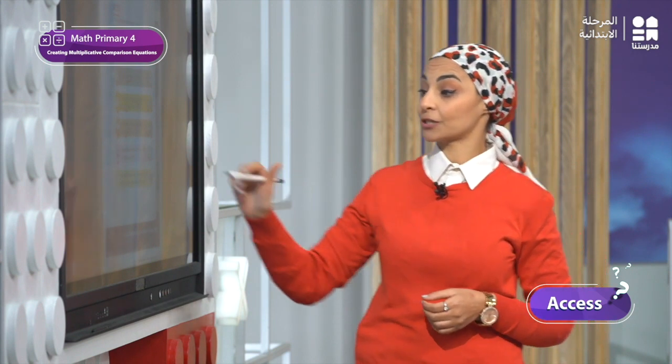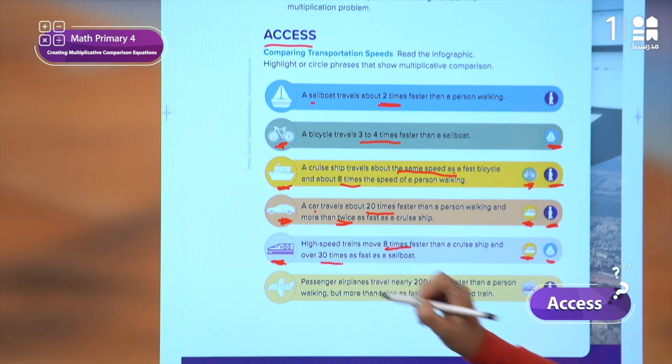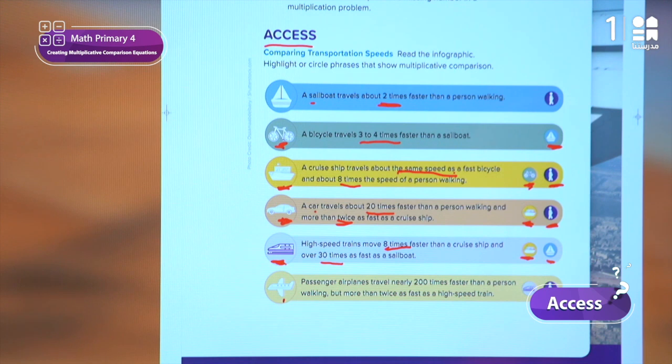So, which phrase should I circle? What should I circle? Yes, I will circle 8 times. And what else? Yes, I will circle 30 times. These are the two phrases I should circle. Let's see the last sentence I have.